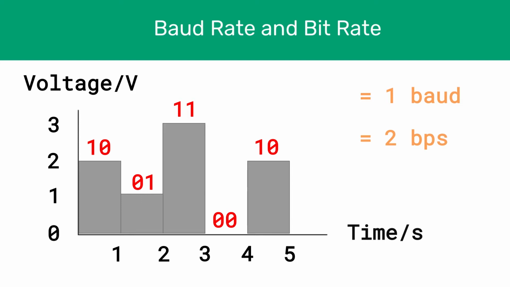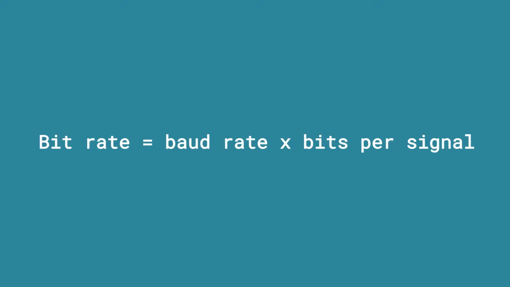If we wanted to have a bit rate of 3 bits per second, with our baud rate being 1 still, we would need 8 distinct voltage levels because 2 to the power of 3 is 8. This is the equation that links the bit and baud rate. If you understand this, then you've understood what I've just talked about.